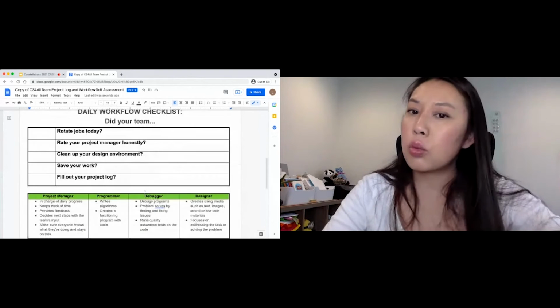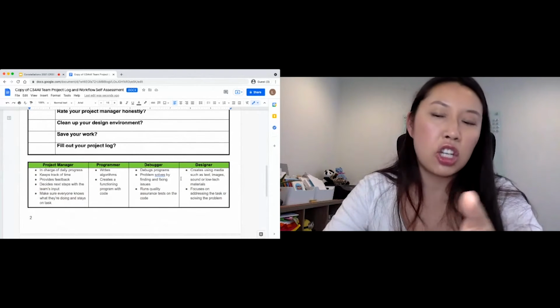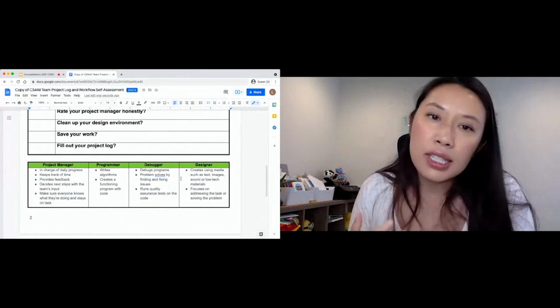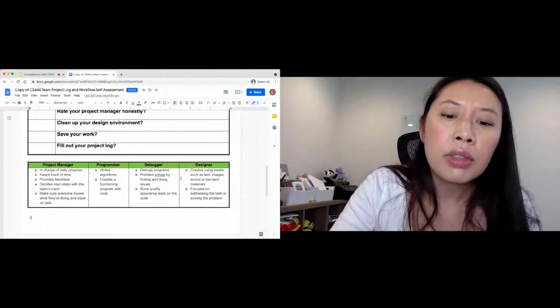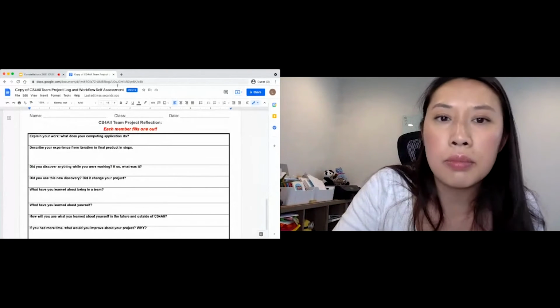And so here's a workflow checklist. This is included. This is just my stuff, my general four roles that I would use because I'm more computer sciencey, but you can obviously tweak it to whatever you like. And then just reflection as a team at the end of the whole project. So this is going to be included for you.